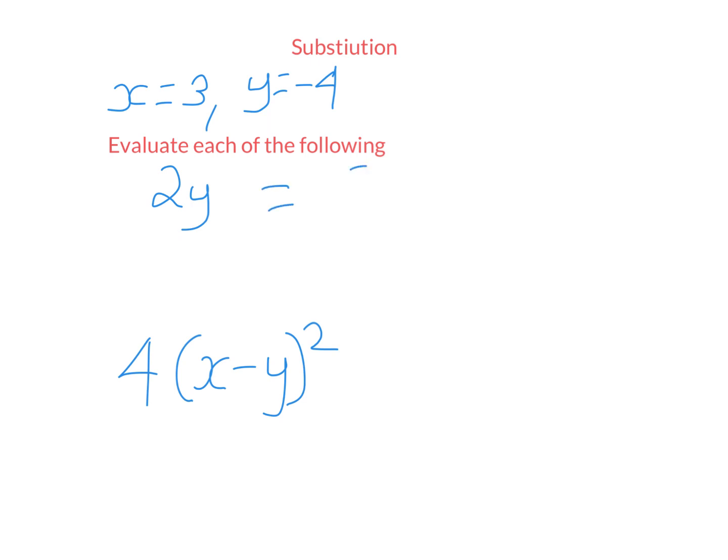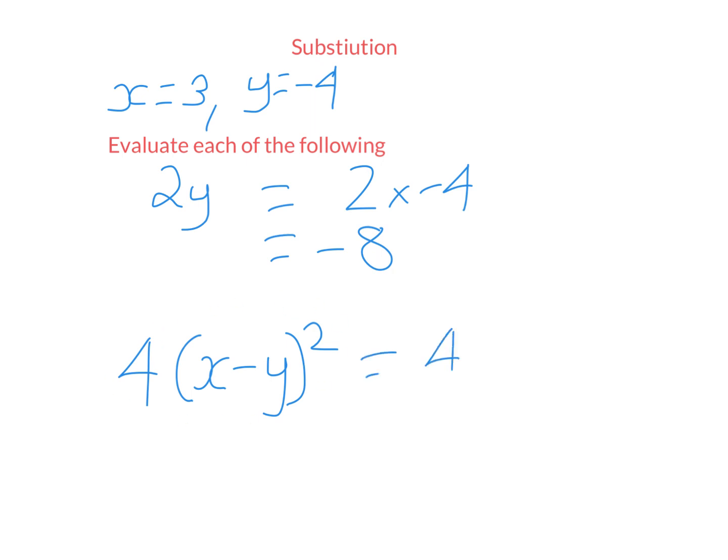So what we do is we take the expression 2 times y, and I'm going to change y to negative 4. I'm going to exchange it for negative 4. And of course 2 times negative 4 is negative 8. And we're done. What about this one here, 4x minus y squared?